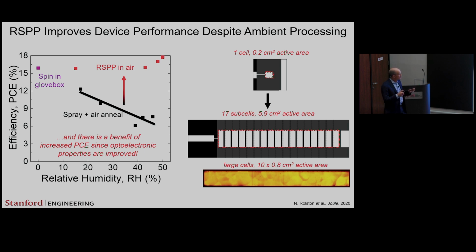So if we use a spray with a normal air anneal, similar to what you would do with spin coating devices, then you can see these are the devices made in air with increasing relative humidity, and there's a penalty in terms of efficiency. And yet making the same devices, same composition, with open air plasma, with increasing humidity, we see no penalty. And the reason for that is that you're forming the perovskite in such a very rapid fashion.